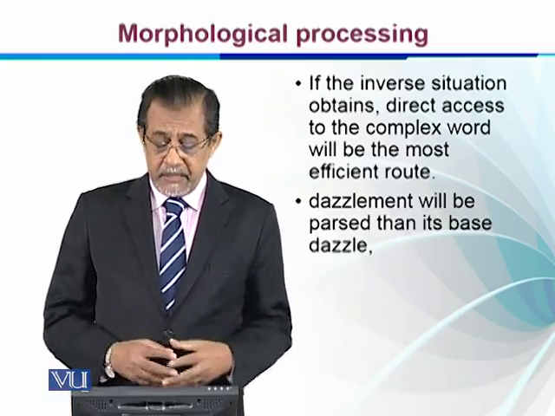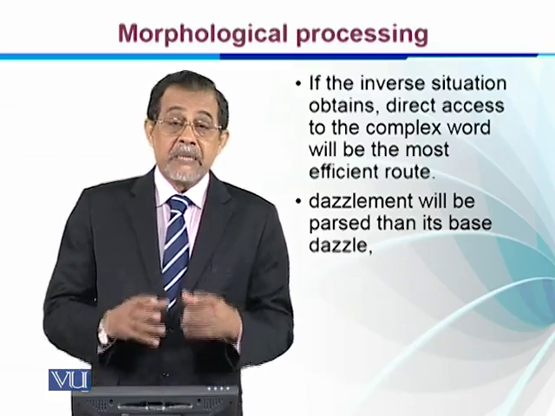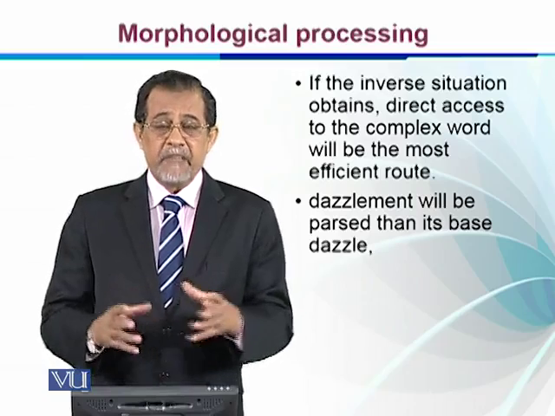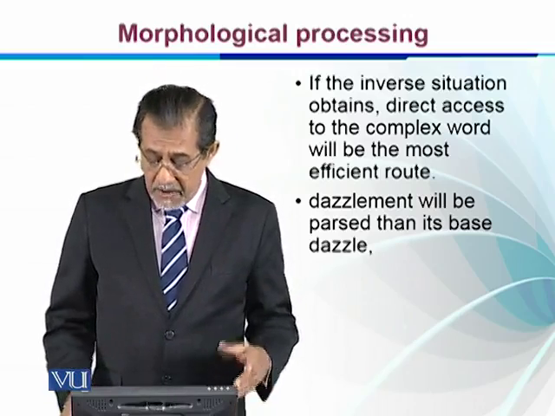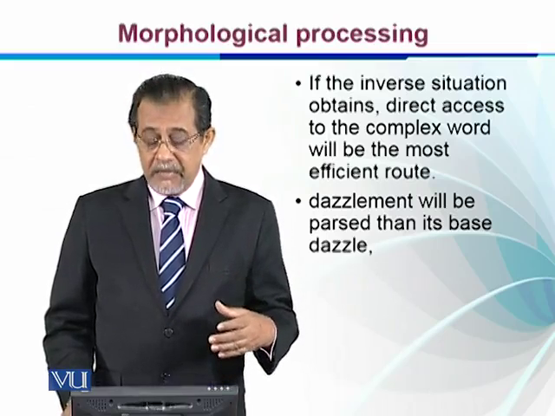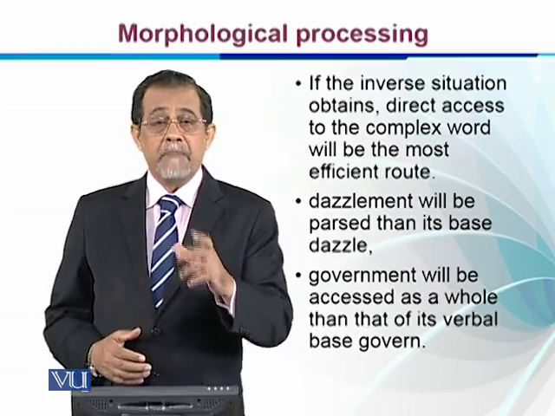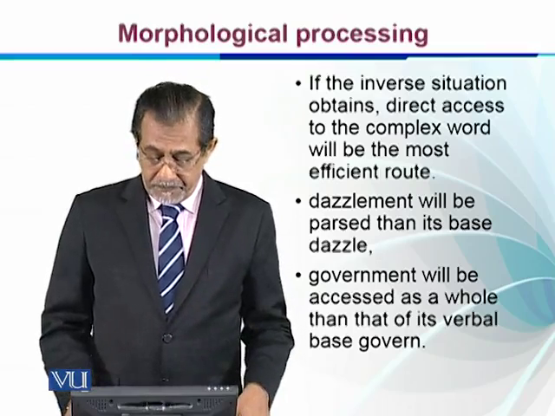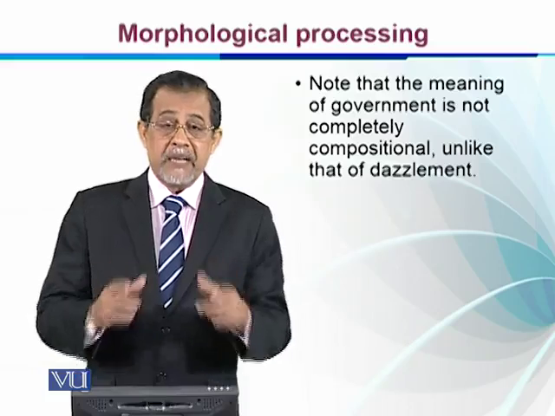For example, let's take desilment, which will be parsed, then its base desil. Obviously, desilment is a word which has low frequency, so it will be parsed because we are not very familiar with this word form. We are familiar with desil but rarely use desilment. However, compared to desilment, in which we will be parsing using the indirect route, the word government will be accessed as a whole rather than through the verb govern, because we use the complex word government more frequently than the verb govern. Note that the meaning of government is not completely compositional, unlike that of desilment. We directly read this word.